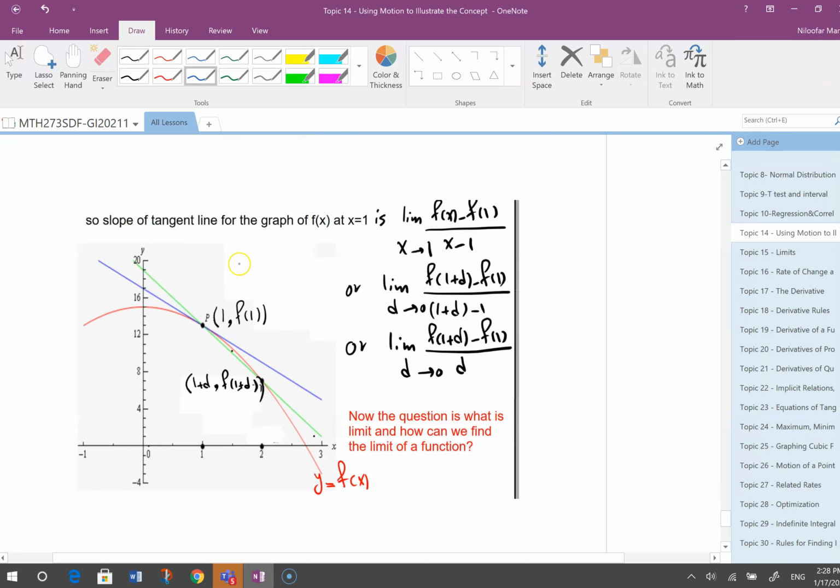So I have this blue line, which is the tangent line. This is my graph, the red one. The blue line is the tangent line, touching the graph at one point, which is P. If I want to find the slope of the blue line, I have to do f(1) minus f(1) divided by 1 minus 1, I can't. It is 0 over 0, that's not defined.